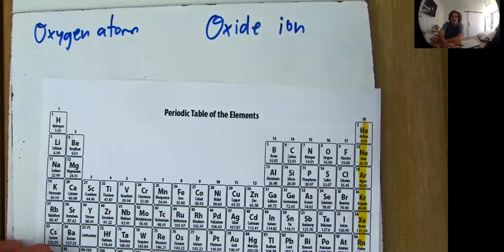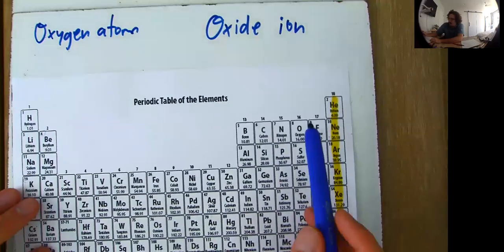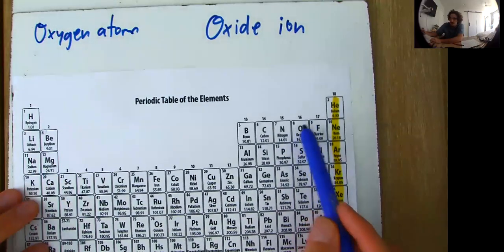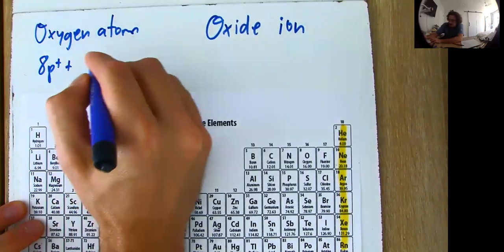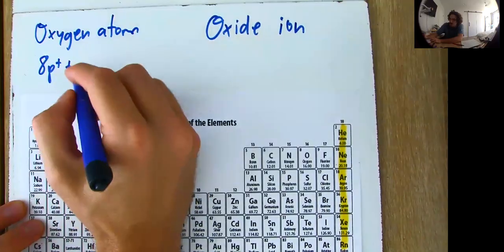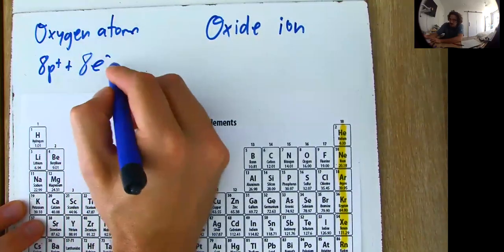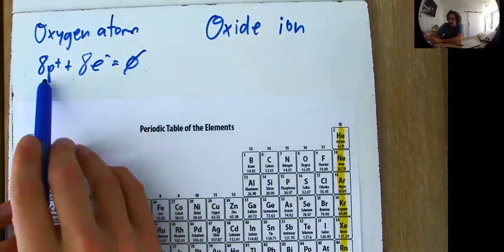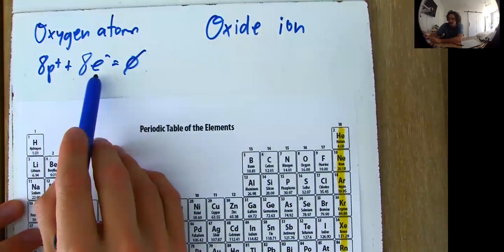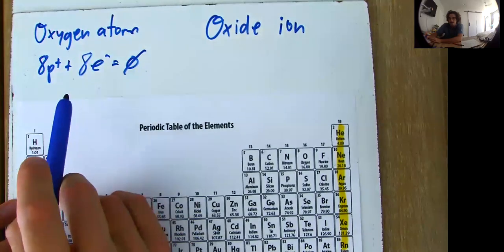Okay, let's talk about oxygen atom and oxygen ion. Oxygen atom, if we find it on the periodic table, it's number 8 right here. So oxygen atom has 8 protons. Since it's an atom, we know it's electrically neutral. It has no charge, which means it has the same number of electrons for a 0 charge. How is that 0 and not 16? It's 8 positives plus 8 negatives. That equals 0. That means there's no charge there.